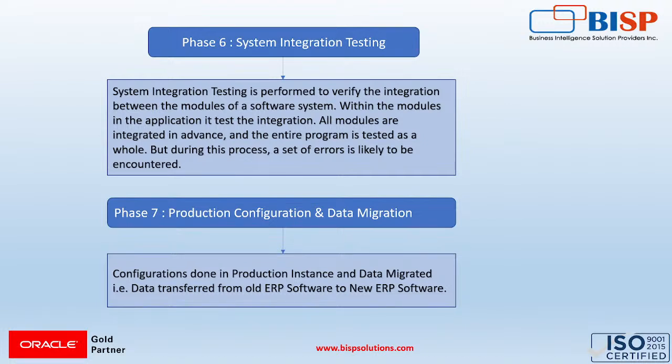The seventh phase is production configuration and data migration. This is the last phase of the implementation, where configuration is done in the production instance, that is, we move from the test instance to the production instance, and the data is migrated, all the data from the old ERP, here the old ERP software is QuickBooks Desktop, to the new ERP software, which is Oracle Fusion Cloud. So these are all the phases of the implementation.